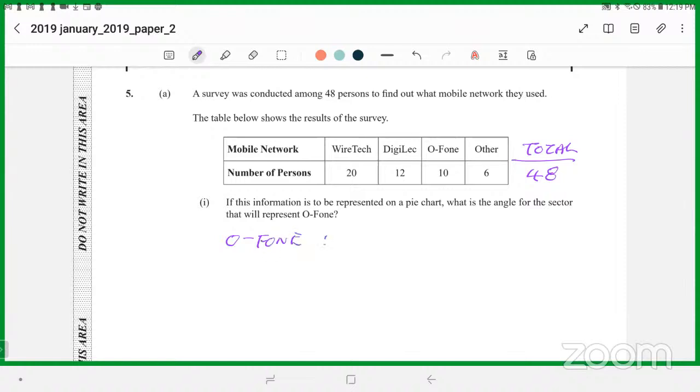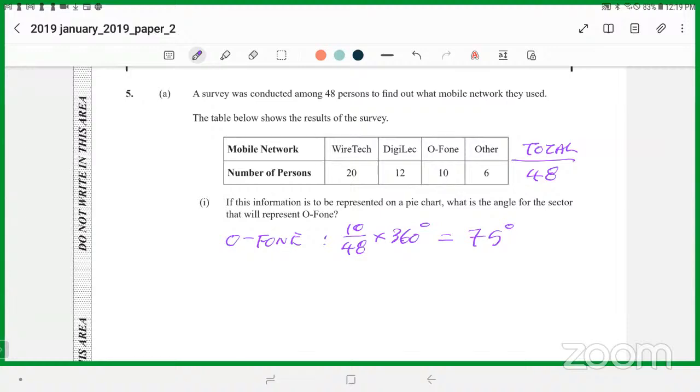The O-Phone angle is going to be 10 over 48. That's a fraction times the total angle in the pie chart, which is 360 degrees. What do I work out to? 75. 75 degrees? Yes, all right, 75 degrees. That's it. We are going to need the others.